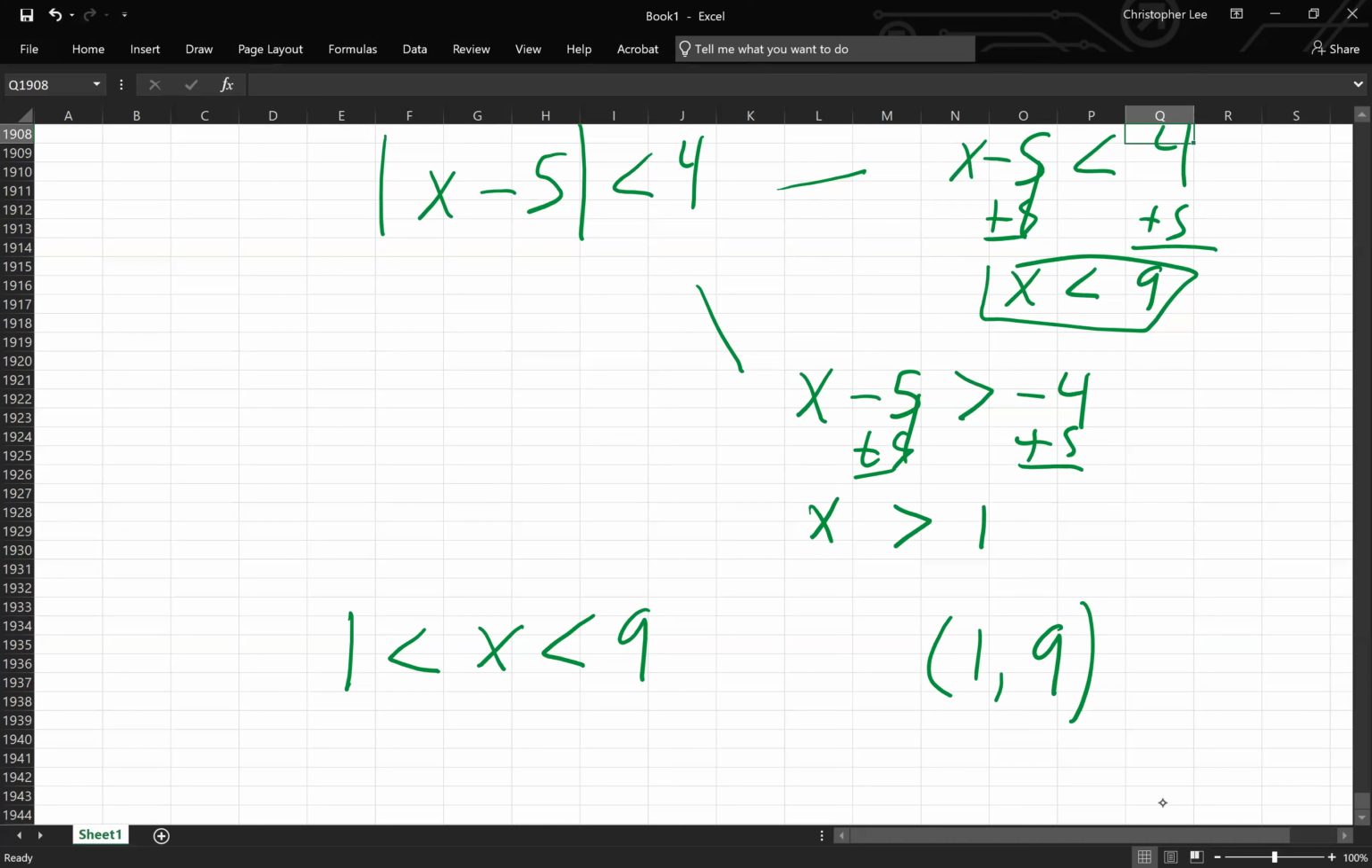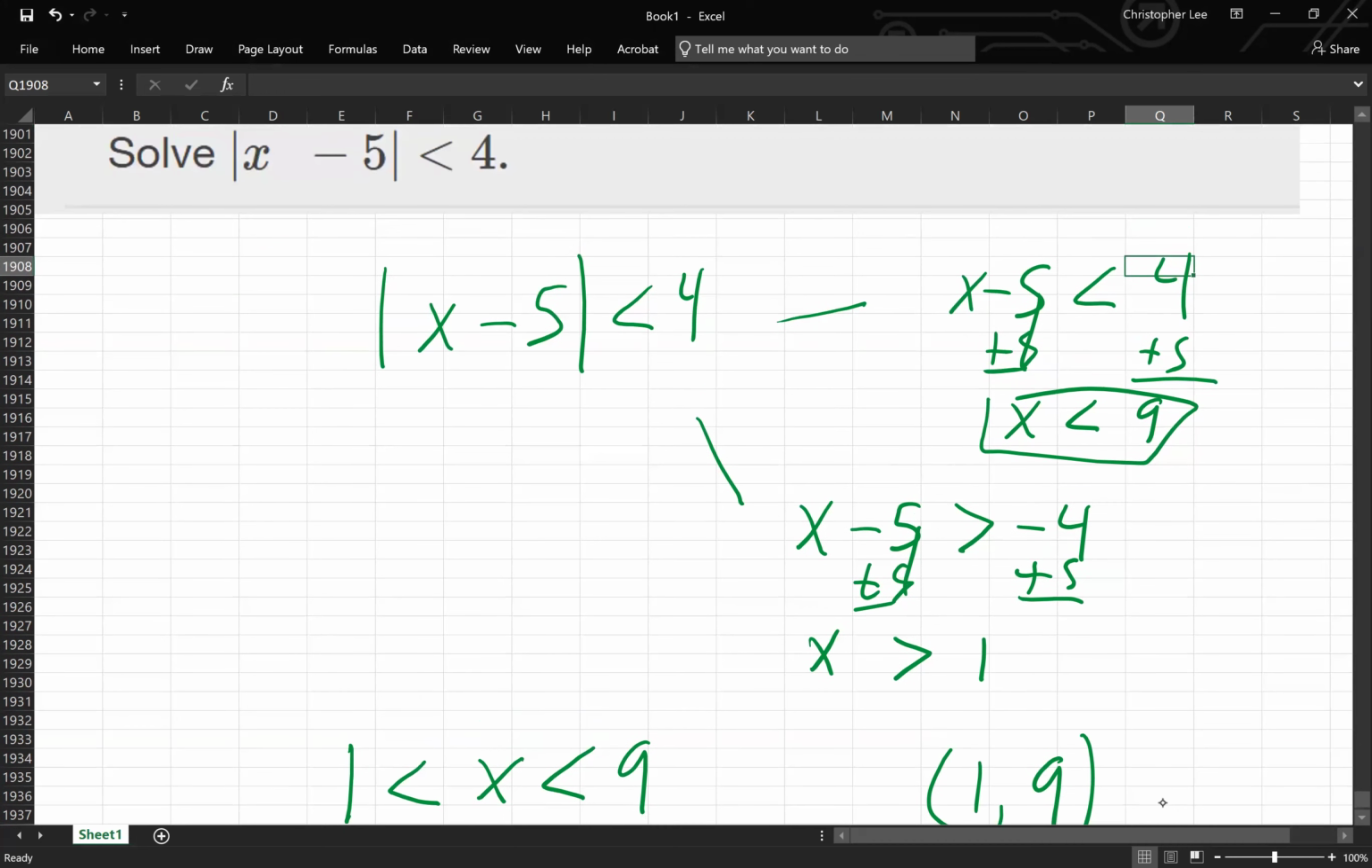You know, another way to do this that might make it a little bit easier. I don't know if it's easier to look at it like this, right? You see how you have that absolute value of x minus 5 less than 4? If it was like this, -4 less than x minus 5 less than 4, I don't know if that helps.